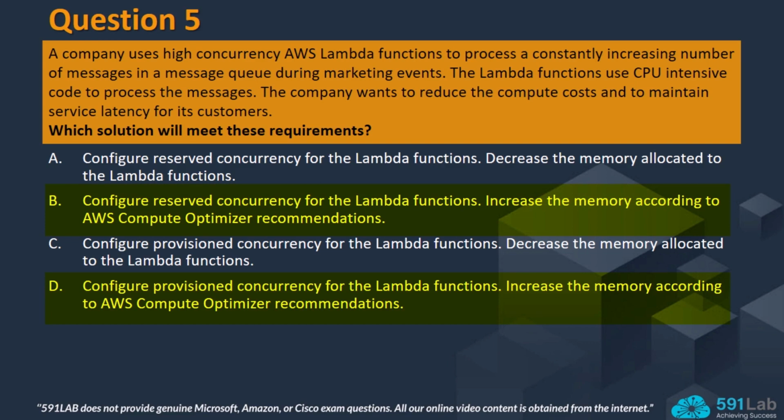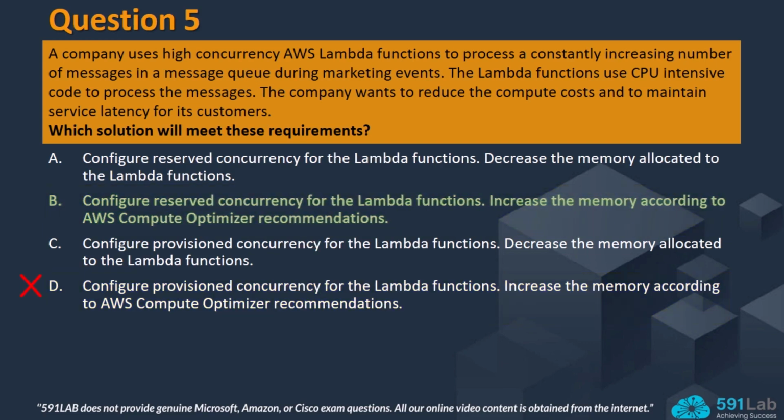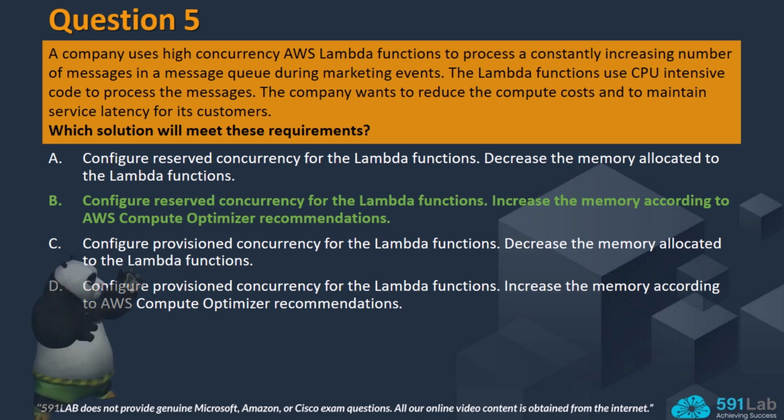Both options aim to provide better control over concurrency and memory to meet the requirements of reducing compute costs and maintaining service latency during high concurrency events. For cost effectiveness and maintaining service latency, option B is the recommended choice. This allows you to control concurrency and optimize memory for better CPU performance based on AWS Compute Optimizer recommendations.